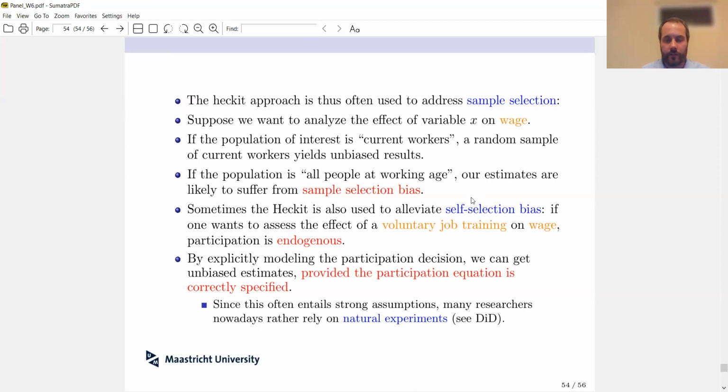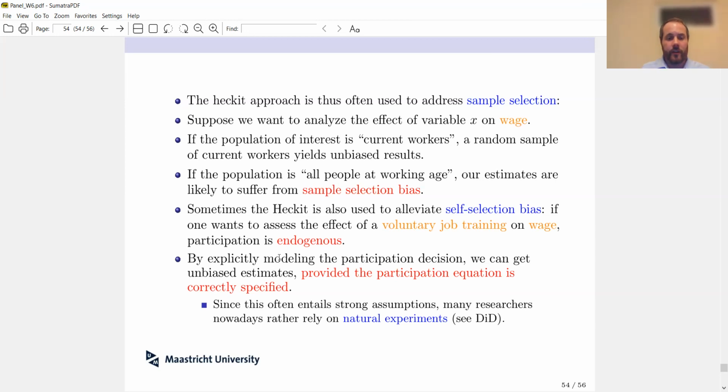Yeah, so you can think of many things, right? For instance, let's say you have a voluntary job training on wage. This is the kind of stuff that we have seen before. And of course, participation is endogenous, a self-selection problem, right? Therefore, simply comparing the participants with the non-participants gives you biased estimates of the treatment.